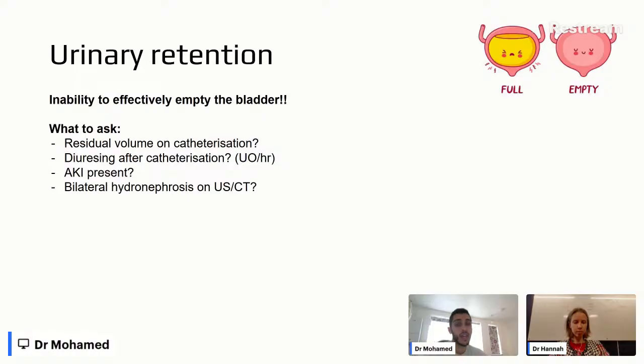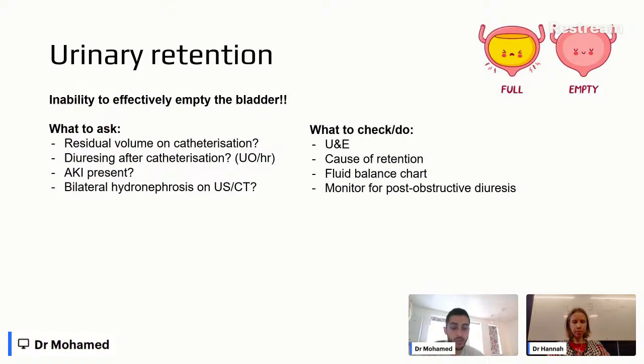Number two, is there an AKI present? So has, in other words, their urinary retention caused a potential hydronephrosis or hydroureter, and that's caused their kidney functions to tank a little bit. And if you're doing imaging, ultrasound or CT, is there presence of bilateral hydronephrosis? Of course, this is very important. What do you want to check?